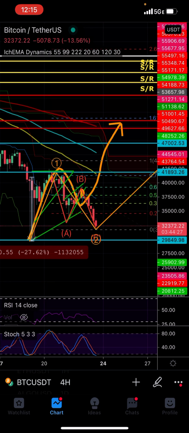And if we don't get the reversal, obviously that count's invalidated, and I'm going to come up with a more bearish model long term, because once we go below 30K, if and when we do, I'm expecting us to get down into the teens over the next 6 to 10 months.